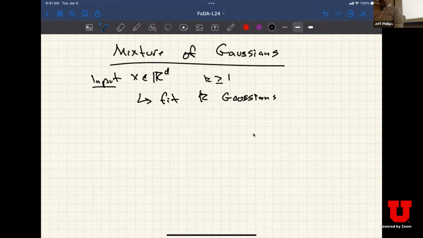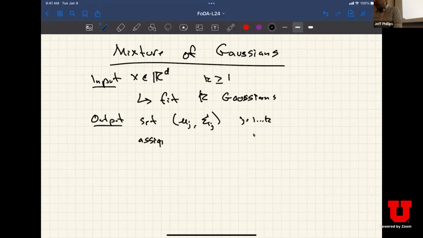So I'd like to find, the output is going to be a set of mu_j, sigma_j. These are the parameters I need to describe the K Gaussians, for j equals 1 up to k. So these are the parameters, and I have an assignment, a vector w_i in this space for all x_i in x. So for each data point, I'm going to have this soft assignment, this probability of assigning it to each of the Gaussians.